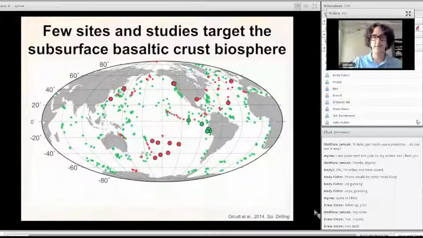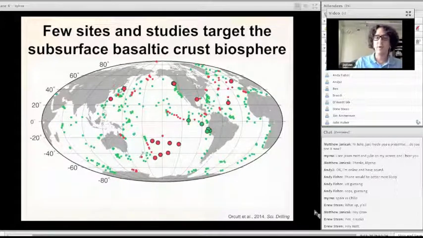So this figure here shows all of the sites that have been visited and sampled during the Ocean Drilling Program and the Integrated Ocean Drilling Program, ODP in green and IODP in red. And so each circle indicates a site that was visited by either the JOIDES Resolution or more recently the Chikyu. And the slightly larger circles outlined in black are sites where microbiology studies were initiated.